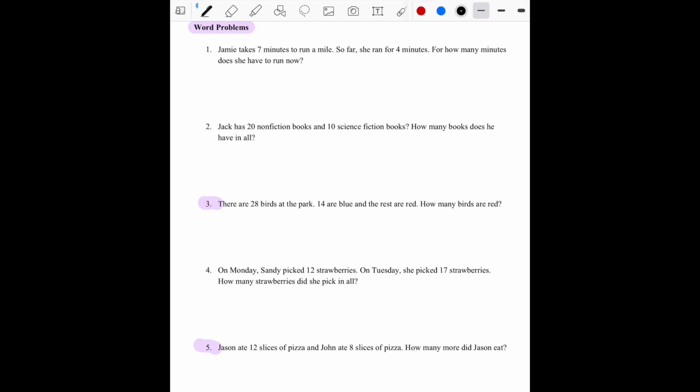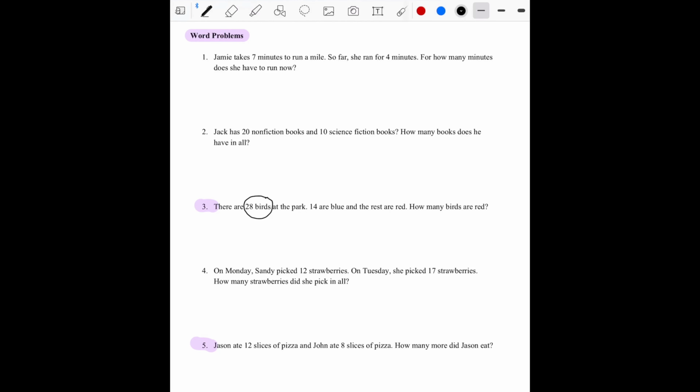Alright, so there are 28 birds in total at the park. Now it's important to mark or underline and highlight the important text of the problem so that it's easier to solve. Alrighty, so next we have 14 birds are blue, and the rest of them are red. Now the question is asking, how many birds are red?